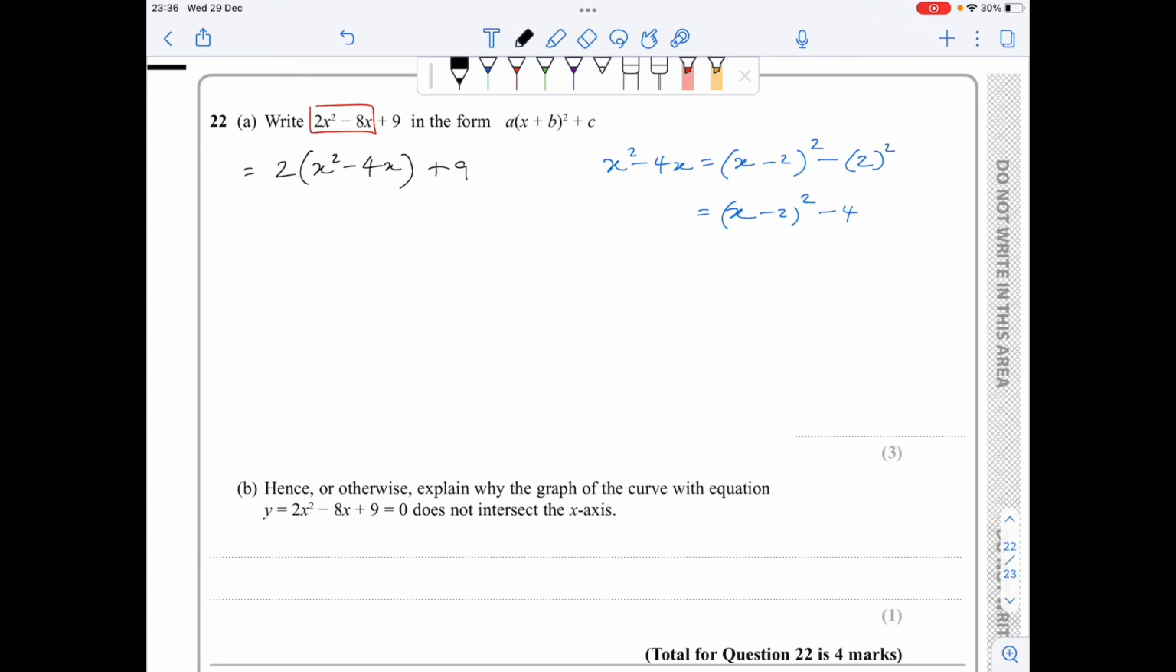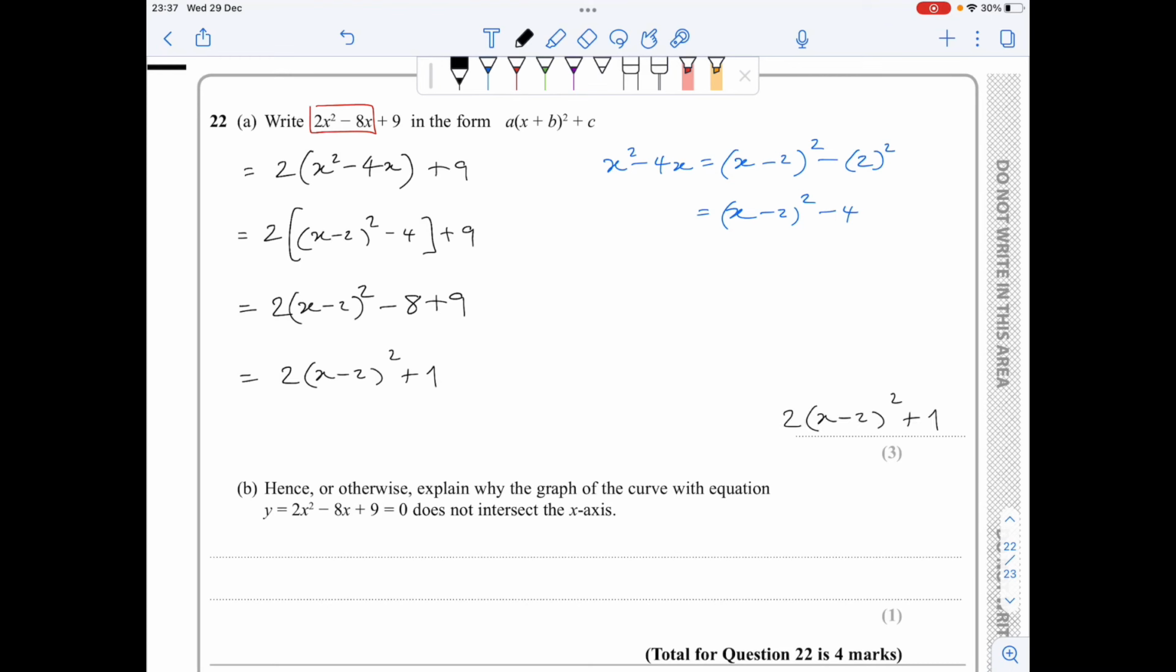So if I go back, I've got 2 times this one plus 9. Now I'm going to expand the square bracket. So 2 times (x minus 2) squared, and be careful here, minus 8 plus 9, which will give me 2(x minus 2) squared plus 1, which is my final answer for this part.